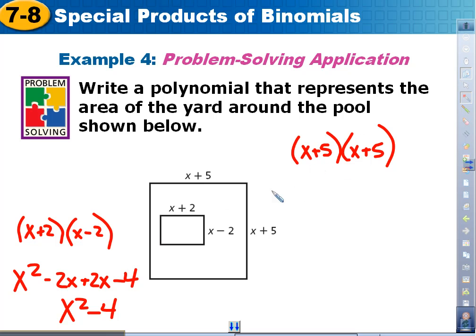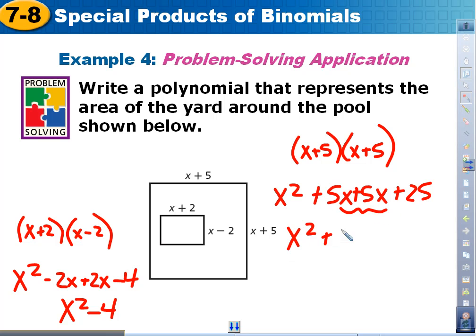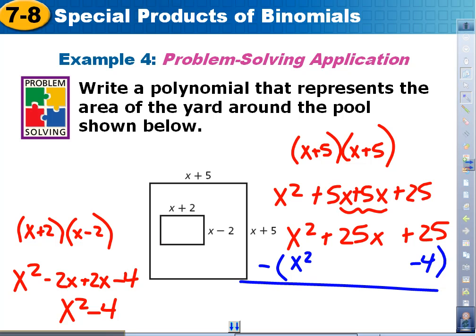Right here I'm going to use FOIL. X squared. Outsides gives me plus 5x. Insides gives me plus 5x. Last two terms gives me 25. Combine these and you get x squared plus 25x plus 25. What did we say we had to do to get the final answer? Yeah, we're going to subtract the area of the pool. Add a line, change the sign, change the sign.